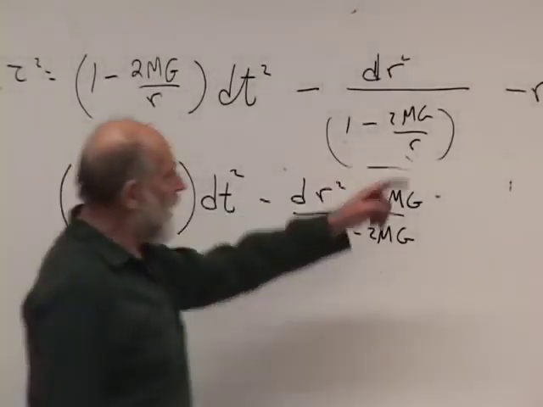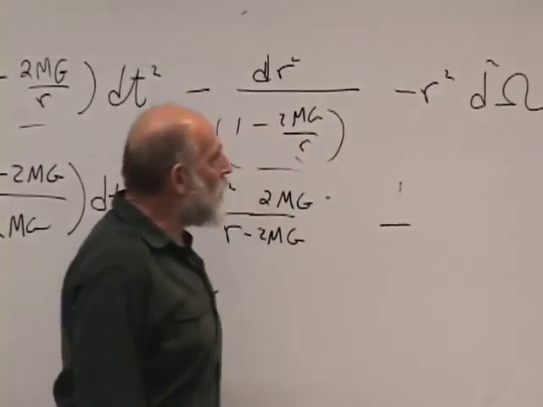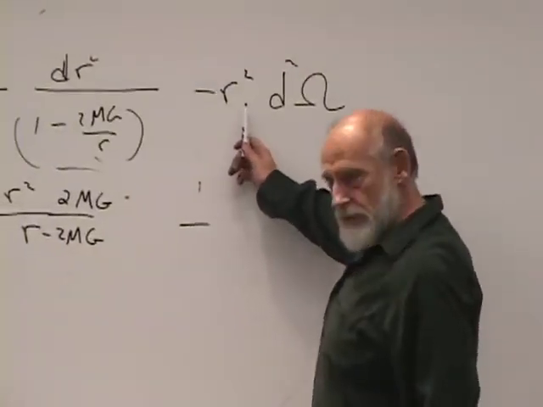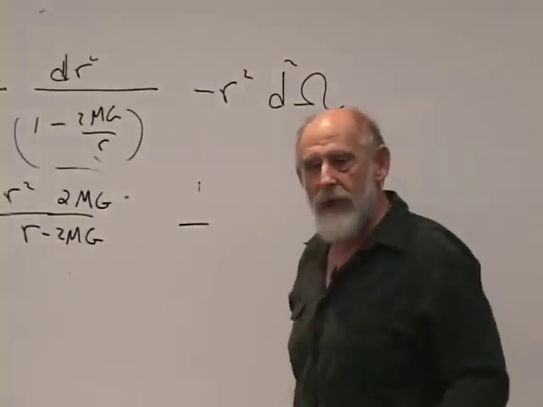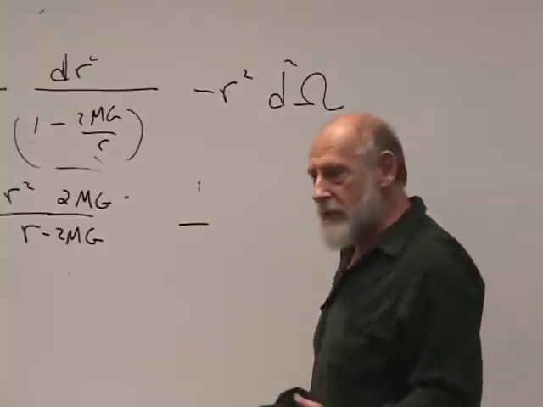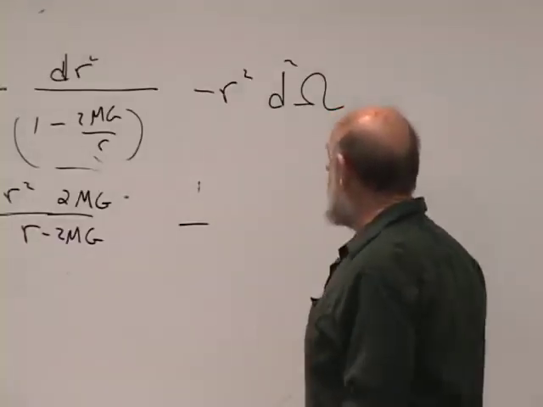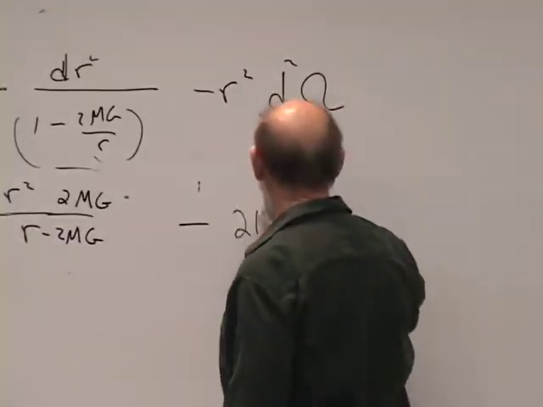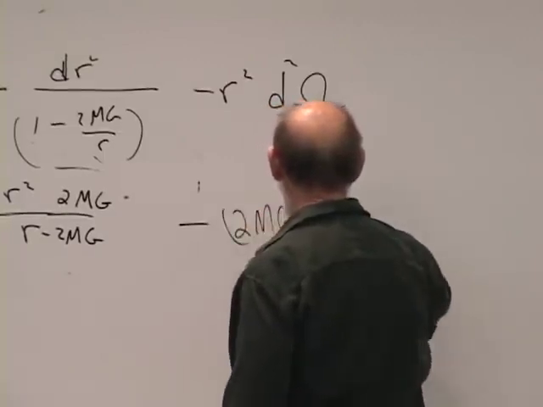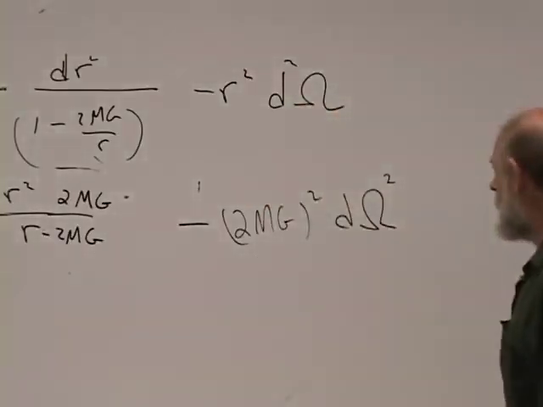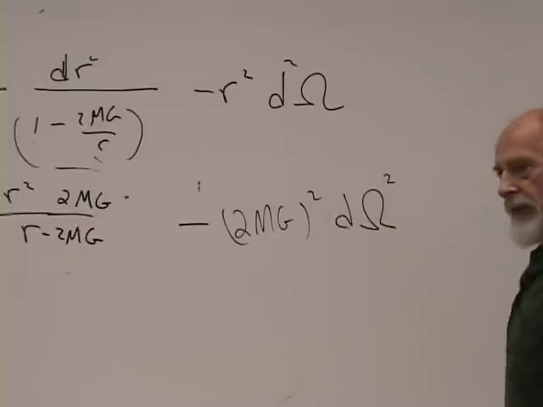Now let's see what's going on over here. Minus r squared. Again, we move in a little bit closer or a little bit further from the horizon, and r squared doesn't change very much. It changes from a kilometer squared to a kilometer plus a millimeter squared. It doesn't change much. And so very, very close to the horizon, we might as well call this also (2mg) squared d omega squared. Okay. We'll come back to this.